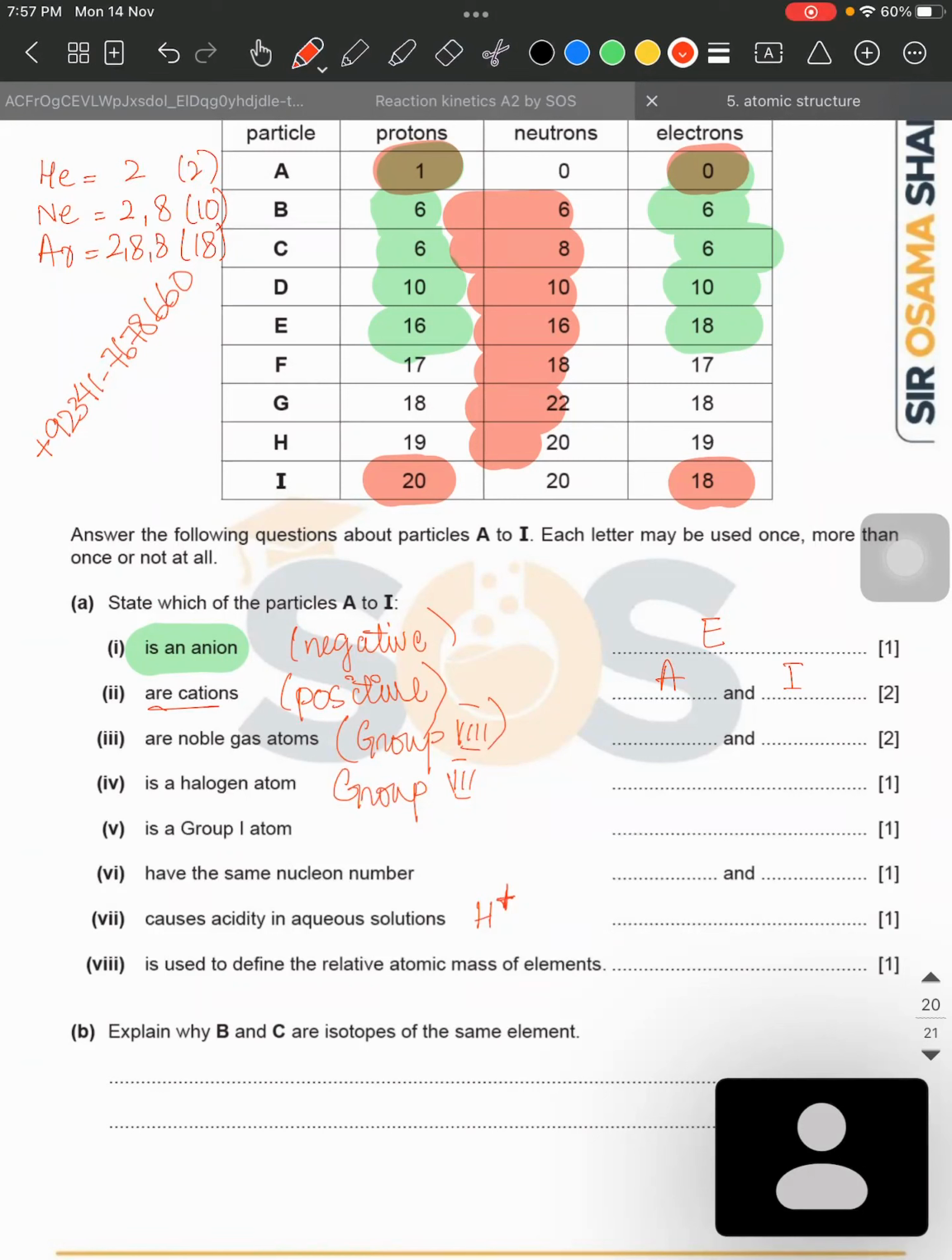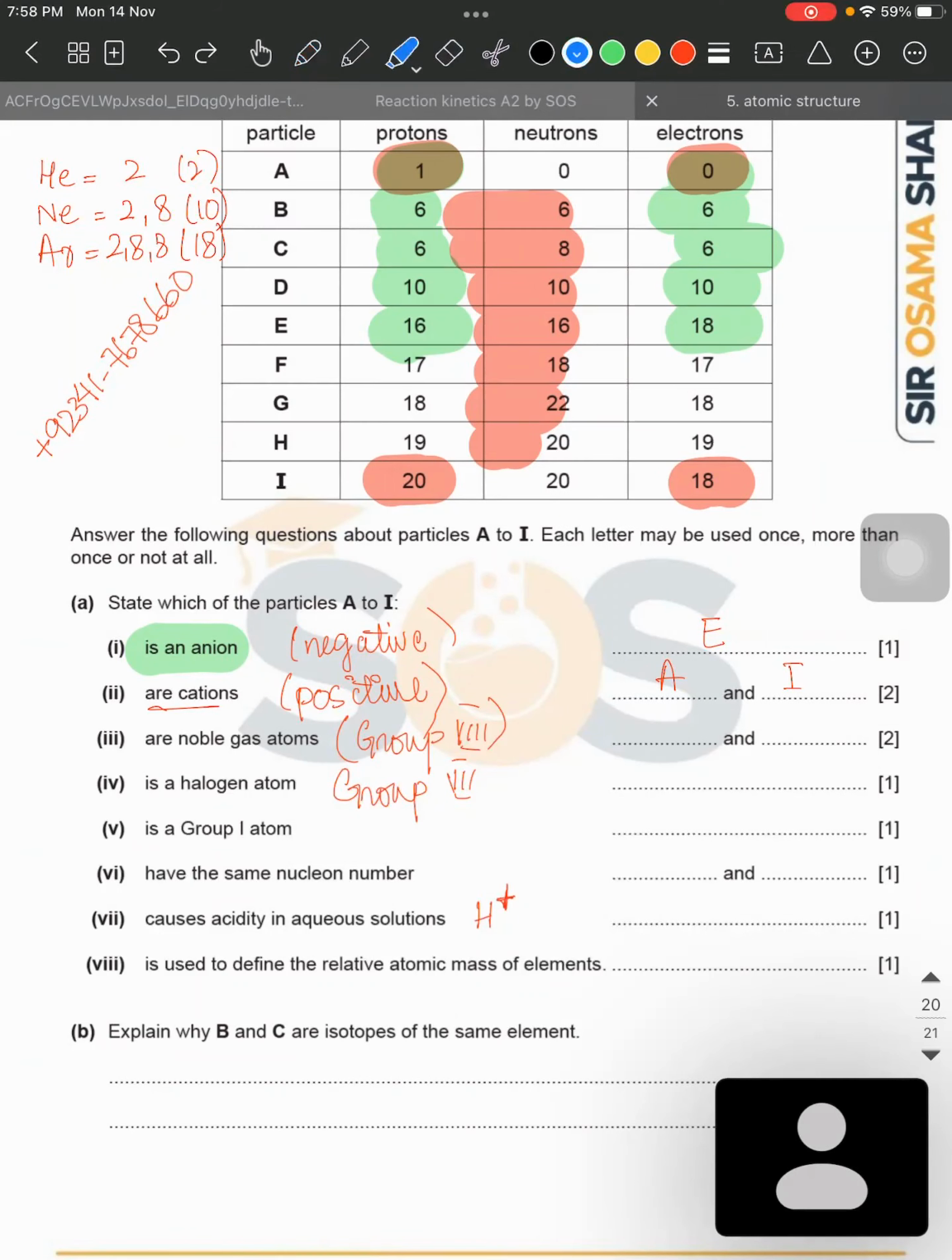But its protons must also be the same. It should not be that there are 8 protons and 10 electrons, then it is not a noble gas, it is an ion. Okay? So electrons and protons must be the same. So just find where it is 2, 10, and 18. So you can see this over here.